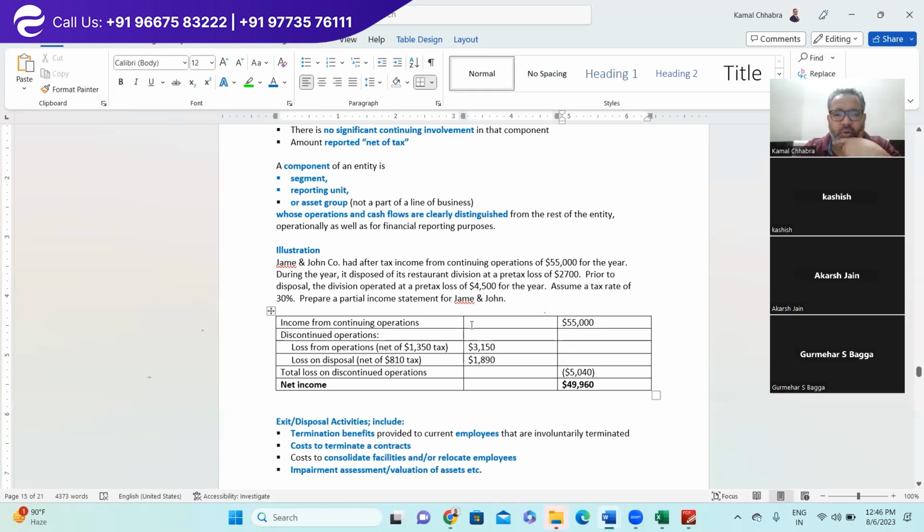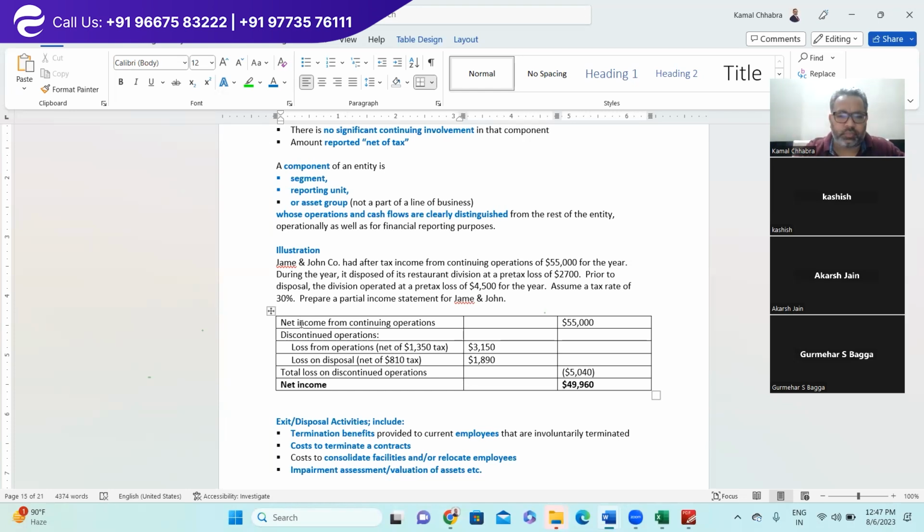So this is how the net income is. Income from continuing operation, or you can say net income, after tax income from continuing operation, that means net income from continuing operation. Make sense?